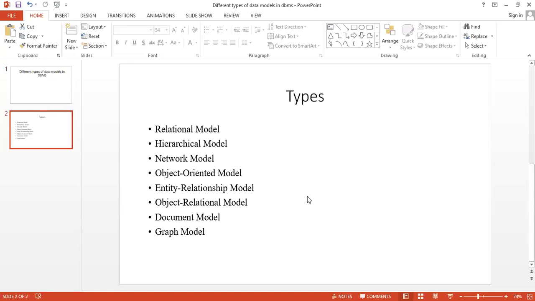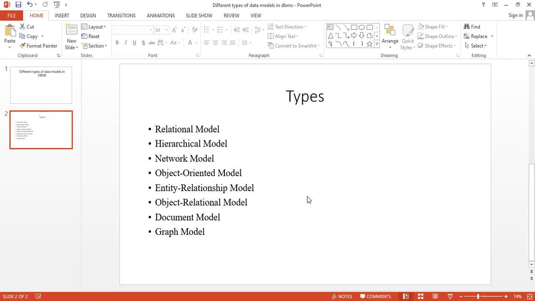Whereas the network model's main purpose is to provide an advanced concept of the hierarchical model. In this, you can have many children and many parents. That's why it is explained as a many-to-many relationship.